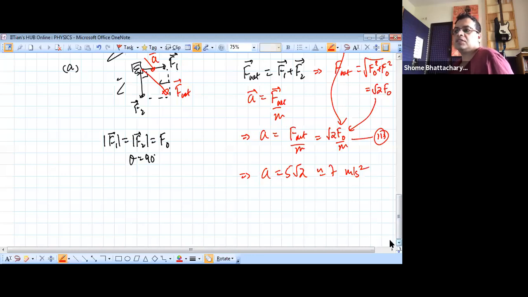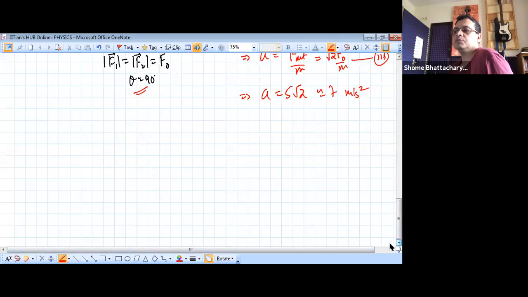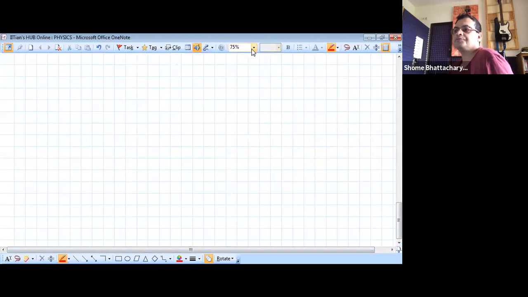Now similarly, in the second part of the question, you understood now, here we are doing vector sum of two forces which are perpendicular to each other. Theta is 90 degrees and the magnitude of each is F naught. So it just becomes root of F1 square plus F2 square, which becomes root 2 F naught.